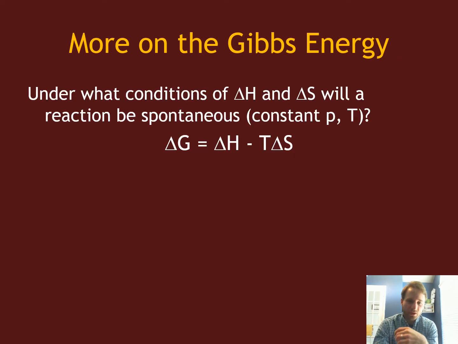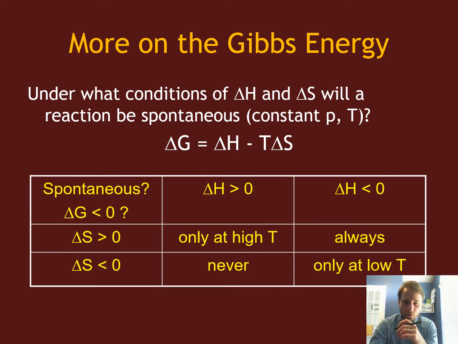So finally, just talking a little bit more about this relationship between delta H, delta S, and delta G, you can think about when reactions are spontaneous at, say, high and low temperatures or high and low pressures. If we think about how the spontaneity changes with temperature for a chemical reaction, the question is, is delta G less than 0? Because if it is, then it's spontaneous.